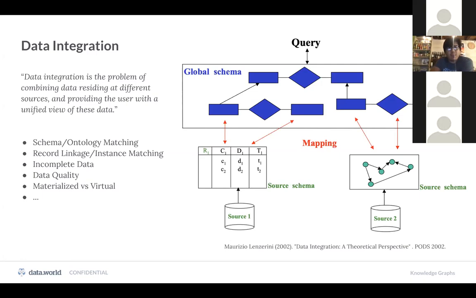Data integration is the problem of combining data residing at different sources and providing the user with a unified view of this data. And over the last 2 decades, we've been tackling all these really hard problems of schema matching, ontology matching, record linkage, instance matching, entity linking, which has so many different names, dealing with incomplete data, data quality, materialization, virtualization, and so forth. And the elements of data integration are, well, you have a global schema or a target schema or an ontology, right? You have the global view. You have the source databases that have their source schema, and you're defining these mappings from source to target.